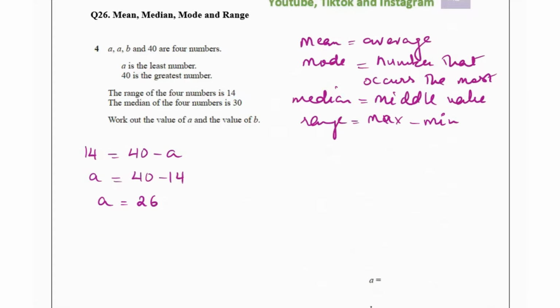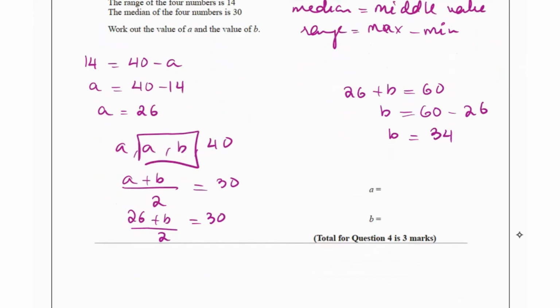Then median is 30. So the numbers are A, B, and 40. So median is your middle value of A and B. So A plus B over 2 equals 30. Since we know what A is, so 26 plus B over 2 equals 30. So that's going to be 26 plus B equals 60. Cross multiply. B is 60 minus 26, which is going to be 34. So A is 26 and B is 34. That is your answer.